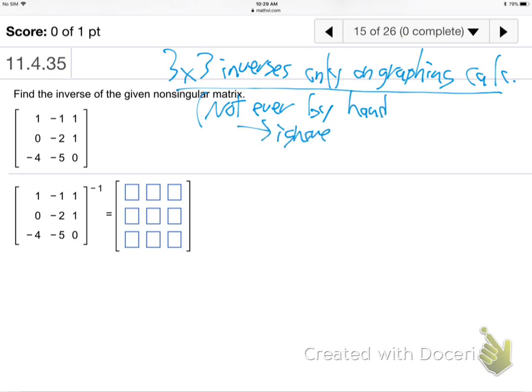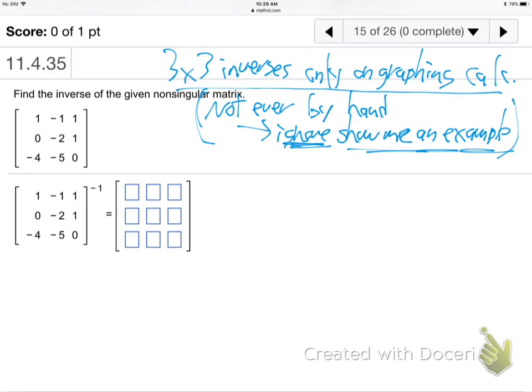Ignore the show me an example. They do something crazy hard, because they're showing you how to do it by hand. Ignore the show me an example. I will not make you do it that way. I will not make you do any 3 by 3s by hand.